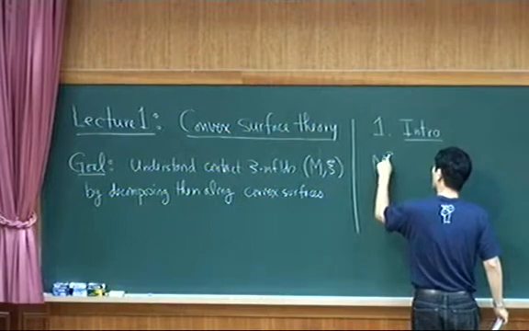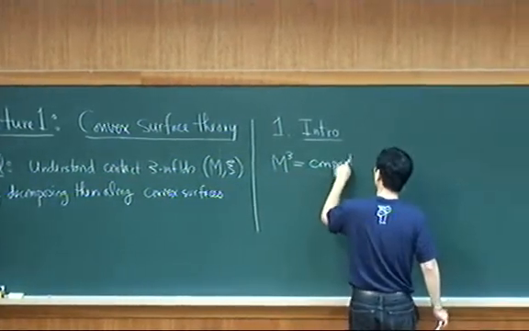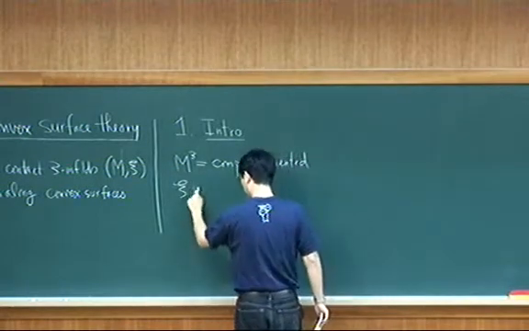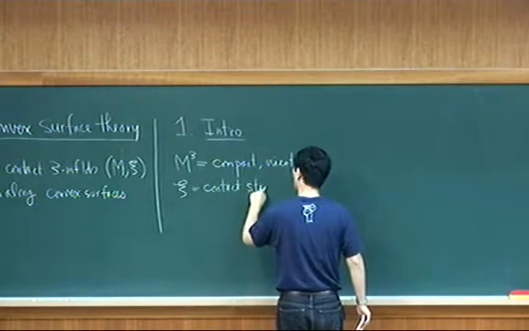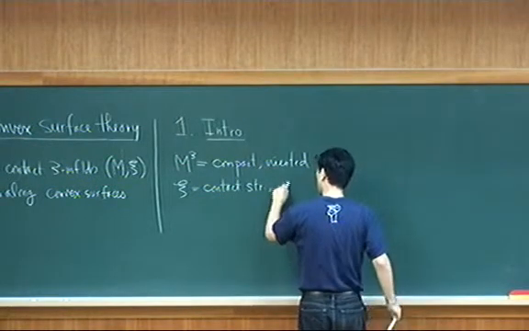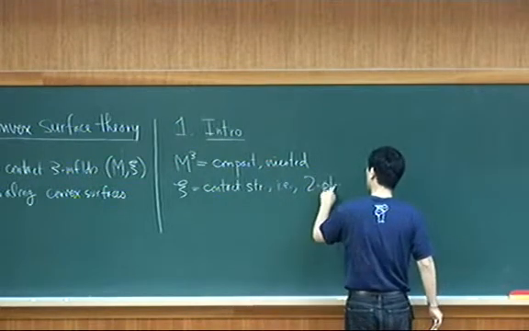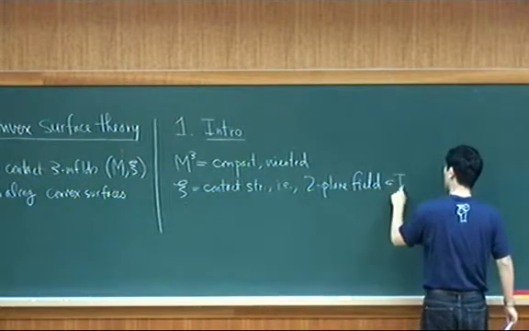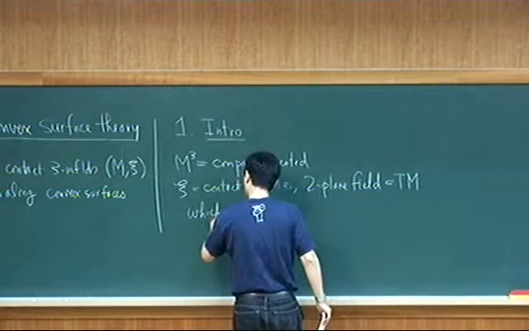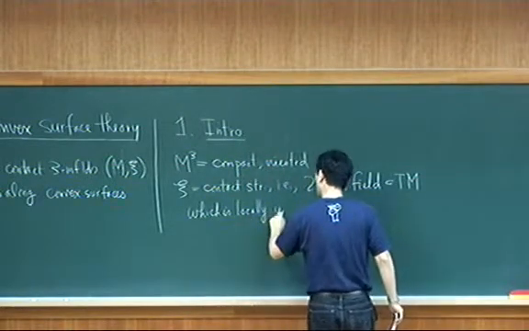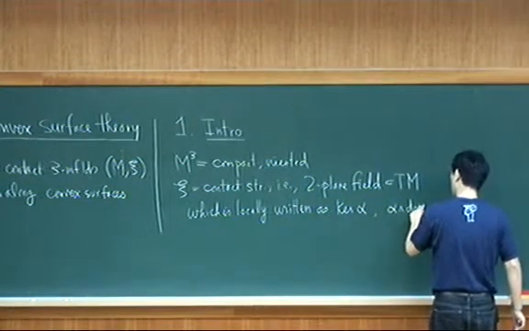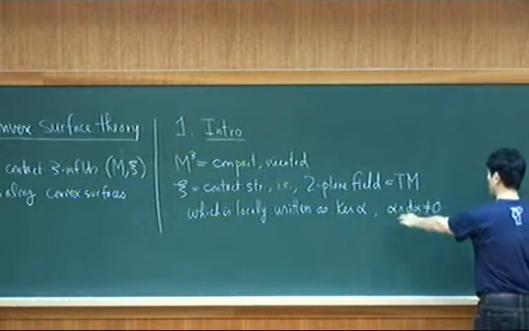So today, we'll assume that M is a 3 manifold, compact and oriented. And then C will be a contact structure, i.e., a non-integrable two-plane field distribution contained in TM, which is locally written as the kernel of a one-form alpha, where alpha wedge d alpha is not equal to 0. Not equal to 0 means not equal to 0 everywhere.